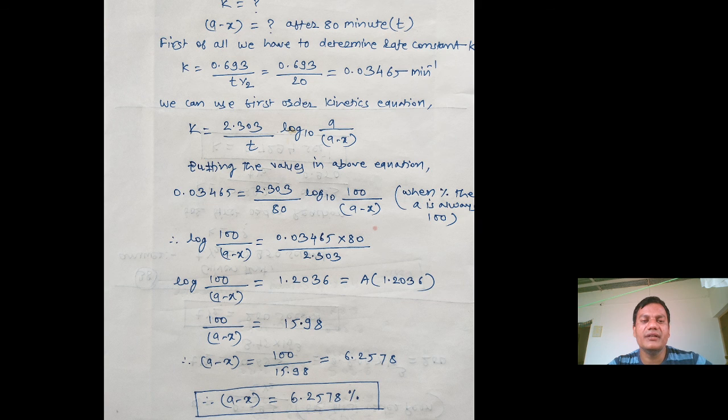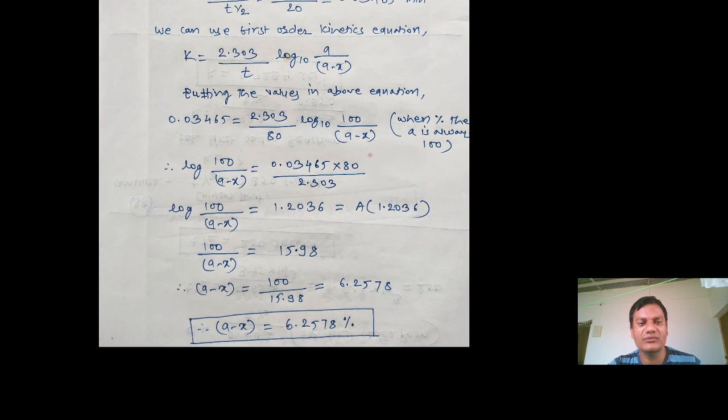Take the anti-log of the decimal part 2036, it is 1598, adjust to the characteristic 1, so it is 15.98. So 100 upon a minus x is equal to 15.98. So a minus x is equal to 100 upon 15.98, and the answer is 6.2578. So the percentage a minus x is equal to 6.2578. So that is the answer for this numerical.